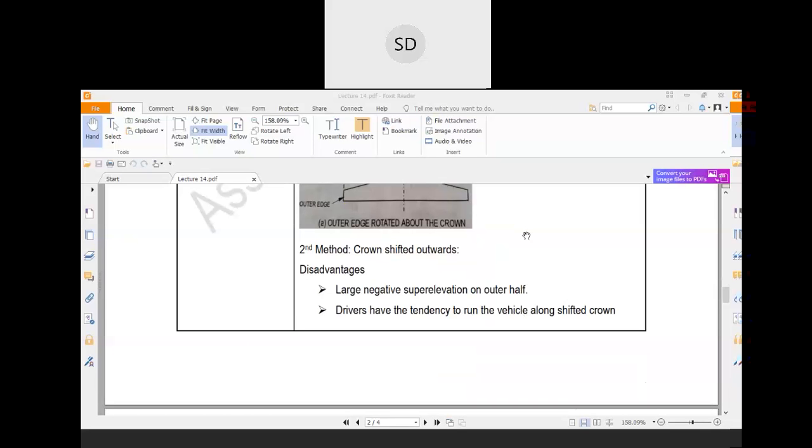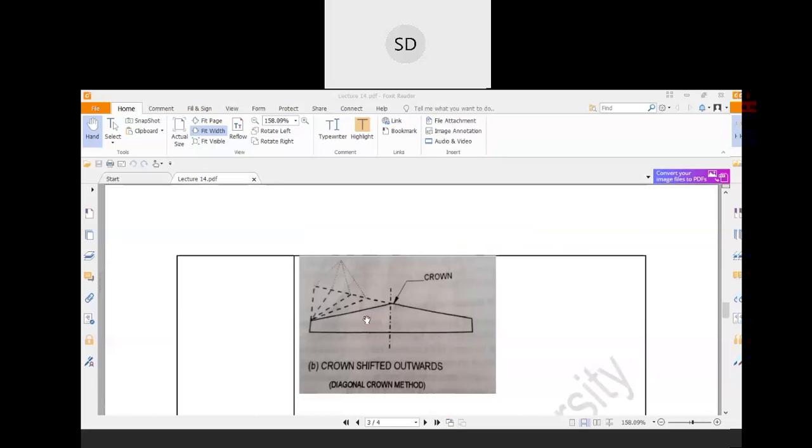The next method is crown shifted outwards. Crown shifted outwards means that initially it was the crown, and now you are gradually shifting the crown outwards. That is your crown shifting outwards.